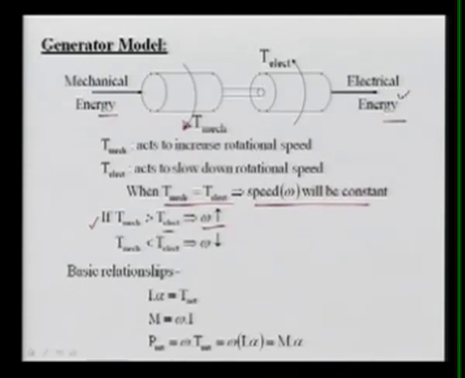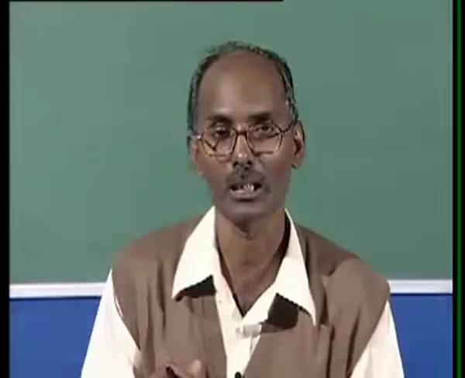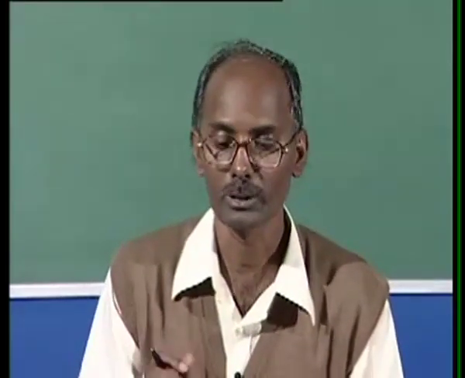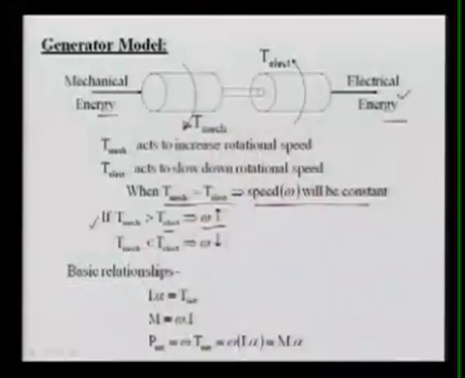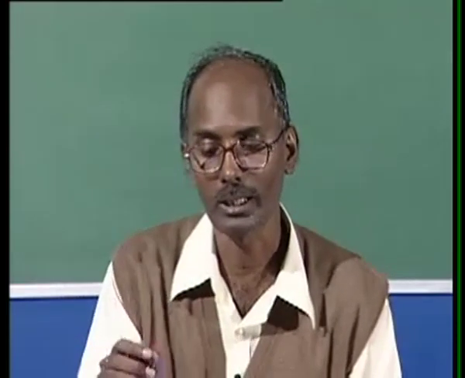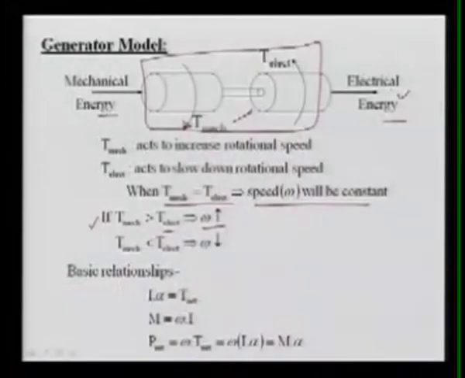If you are feeding less mechanical power, less mechanical energy, and your electrical output is more, then it is a reverse situation. It means you are drawing more power from this whole system, where the rotating body is there. So if you are drawing more, whatever energy is stored in the system will come out. The stored kinetic energy is released as electrical energy, the kinetic energy is reduced, the speed will be reduced, and then the frequency will fall.